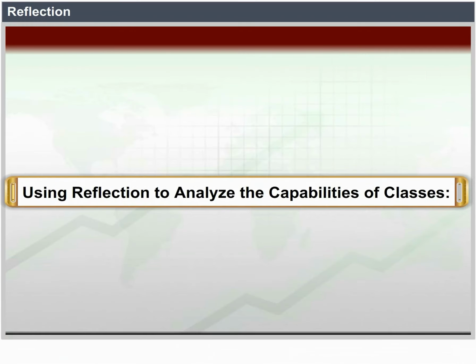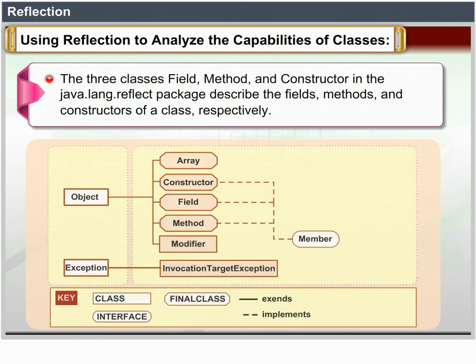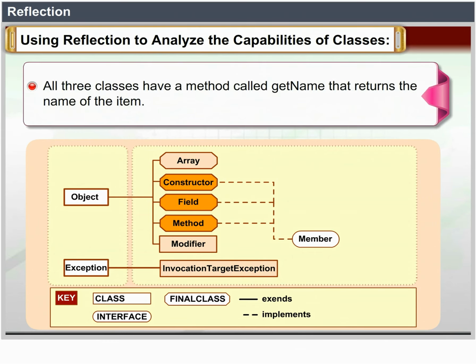Using reflection to analyze the capabilities of classes. The three classes Field, Method and Constructor in the java.lang.reflect package describe the fields, methods and constructors of a class respectively. All three classes have a method called getName that returns the name of the item.